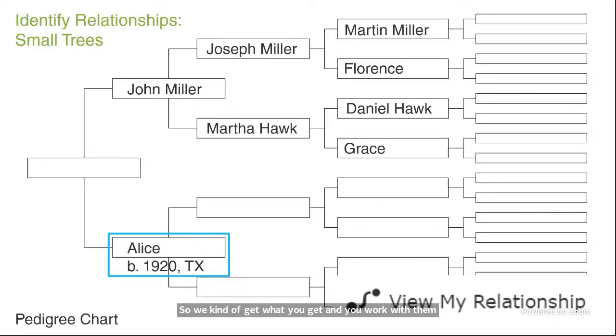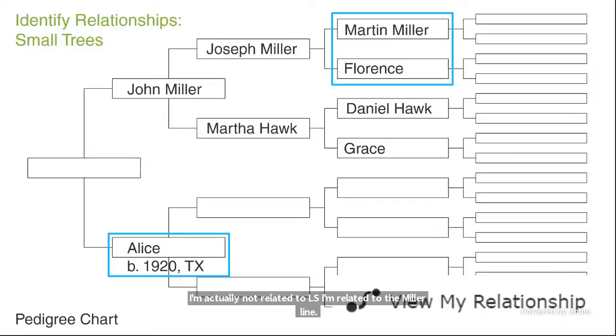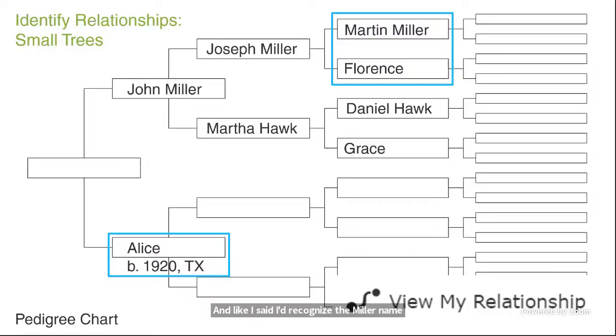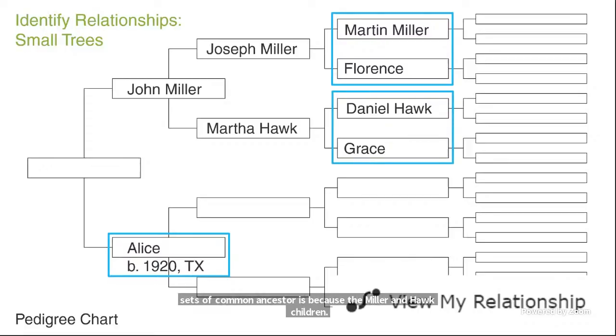But when I clicked that view my relationship button, it said that I was related to Alice. I'm actually not related to Alice. I'm related through the Miller line. And like I said, I'd recognized the Miller name in the username, so that was a big clue as well. But I said, you know, Martin Miller and his wife Florence, those are the common ancestors. Except then I realized as I looked at it that there are actually 2 sets of common ancestors, because of the Miller and Hawk children, 3 Millers married 3 Hawks. So I'm descended from one line and these are from another line.